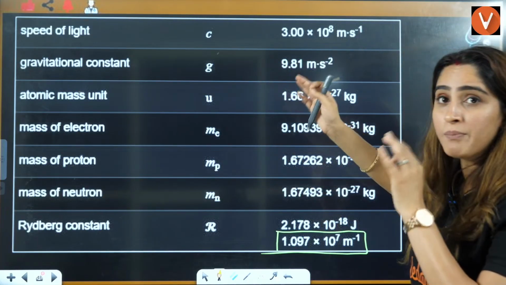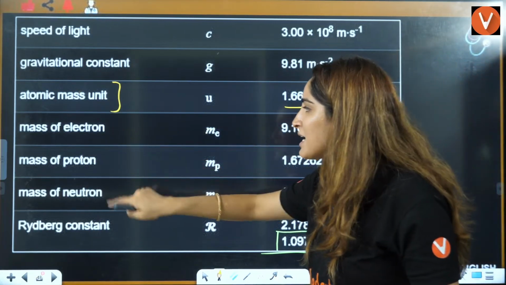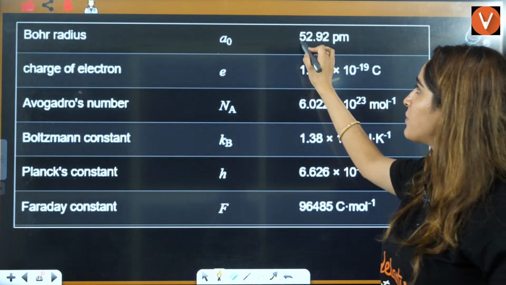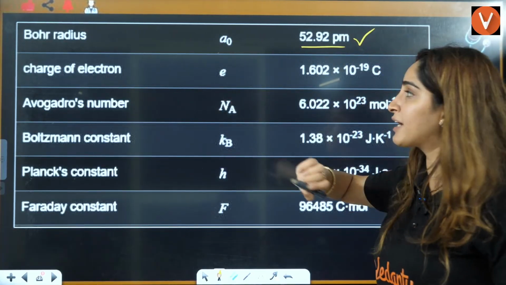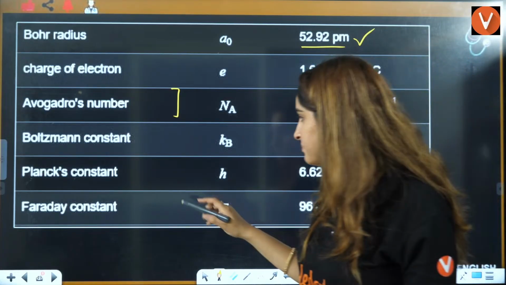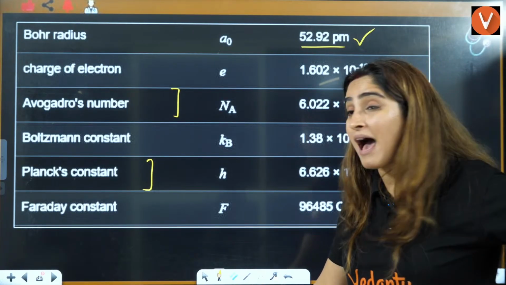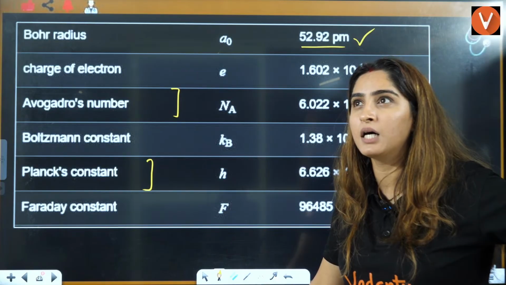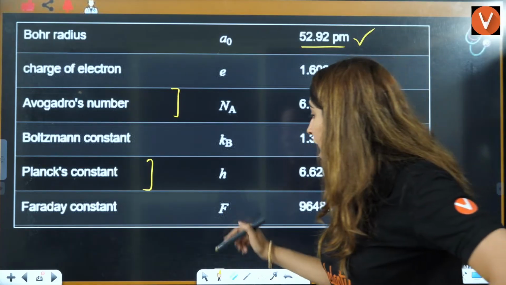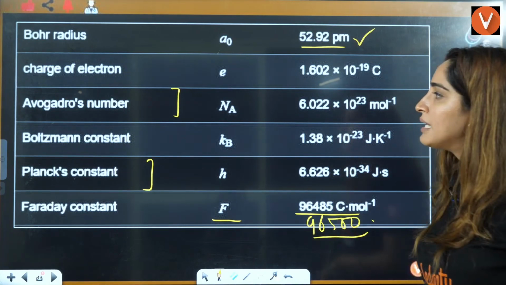AMU, atomic mass unit. This we will study in some basic concepts of chemistry, right? Mass of electron, mass of proton, mass of neutron, Rydberg constant, Bohr radius you will study in structure of atom. Charge on electron you will study in structure of atom. This you will study in some basic concepts of chemistry. Planck's constant also you will study in structure of atom, right? Faraday constant you will study in many places, but in electrochemistry it has a very high use, right? Faraday is nothing but approximately 96500. You can take the value, right?